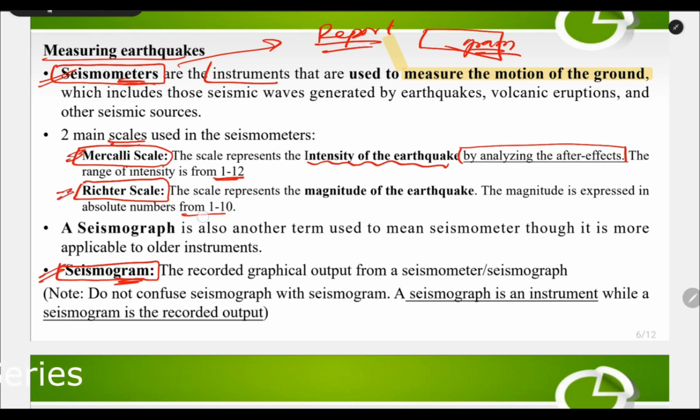Whereas the Richter scale, it has a range of 1 to 10, it represents the magnitude of an earthquake, and we use it in day-to-day life. Like Delhi has experienced a 4.8 Richter scale earthquake. In Bangalore, it has experienced 2.3. So it varies. Okay, what we use day-to-day, that is the Richter scale.